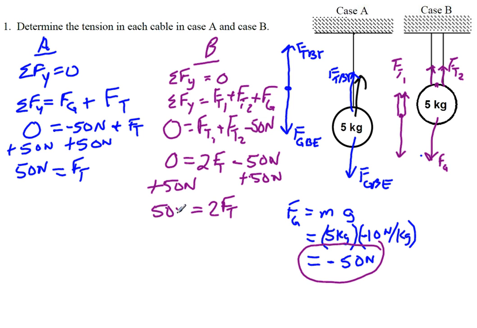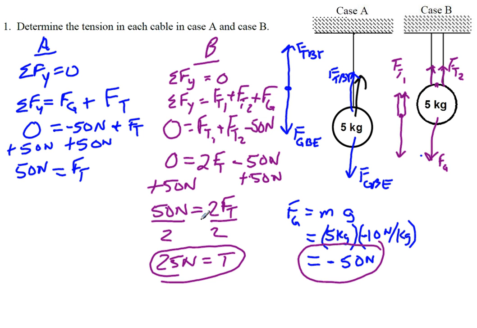It's going to be 50 newtons. Then I divide by 2, so it's actually going to be 25 newtons is the tension in each rope. So in each rope, we're going to get a tension of 25 newtons. And then the one in case A is going to be 50.